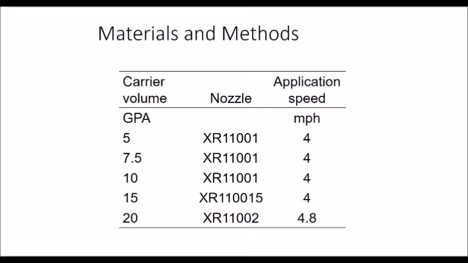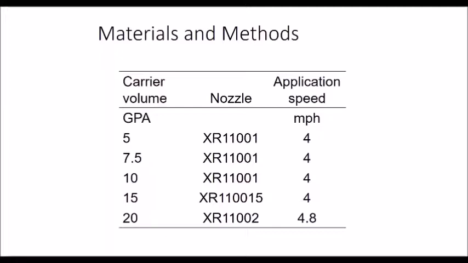And then in terms of application, we looked at 5 different carrier volumes, and the way we put those carrier volumes out, the 5 GPA was put out with an XR11001 nozzle at 4 miles per hour. The 7.5 gallon per acre application was again an XR11001 at 4 miles per hour, and the 10 gallon per acre was identical to that. When we went to the 15 gallon per acre application, we went to an XR110015, and then for the 20 gallon per acre, an XR11002 at 4.8 miles per hour.